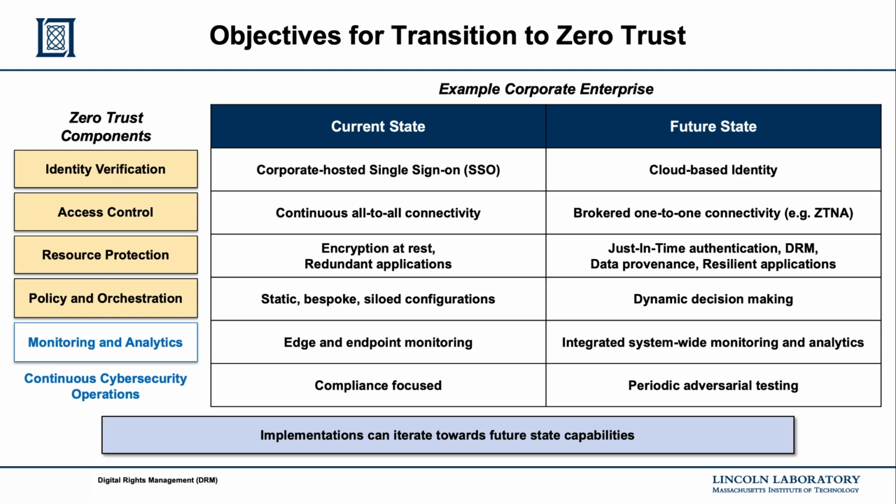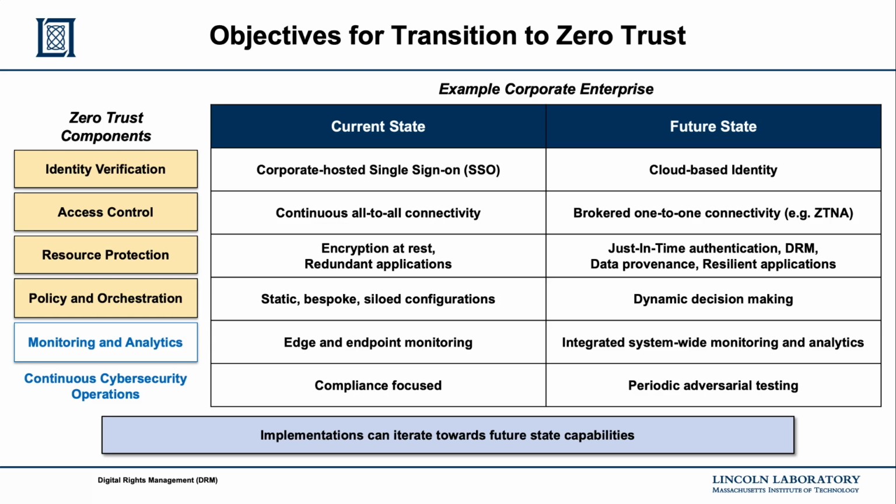In terms of access to resources and protecting them, they're encrypted when data is at rest, not when it's in use, or it's encrypted when it's being transmitted in a wire or over the internet. In terms of survivability to cyber attacks, there's redundant applications. The configurations of all these systems tend to be somewhat static. And there's a lot of monitoring at the edges of networks and at particular endpoint devices, computers and servers and so forth, but less in the middle. The cybersecurity operations is heavily based on compliance checking to make sure that security is good.